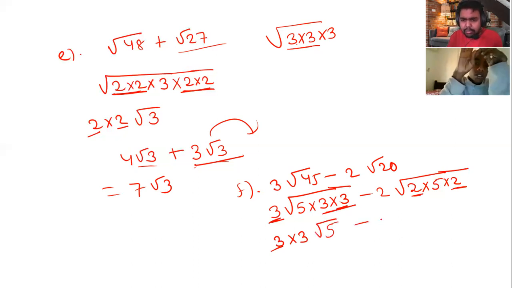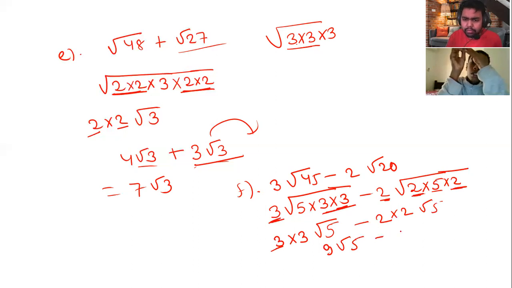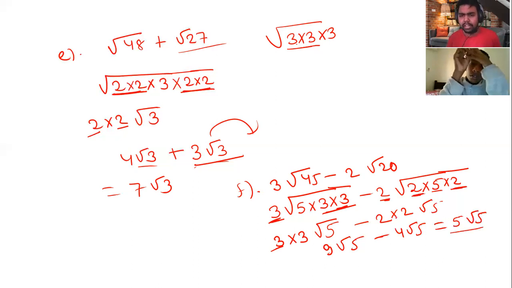And minus, you have 2 already outside, right? Here 2 is already outside from before, and here again you have one pair of 2. So therefore it is going to come out like this, and again there would be just root 5. So this would be 9 root 5, and this would be minus 4 root 5. Again same thing. Suppose you have a 9x minus 4x, what would be my answer? That would be 5x. In same manner you have 5 root 5 as your answer, right?